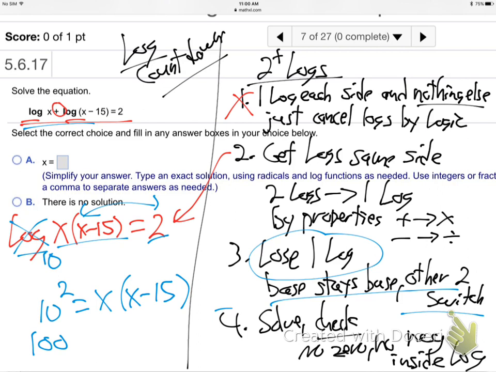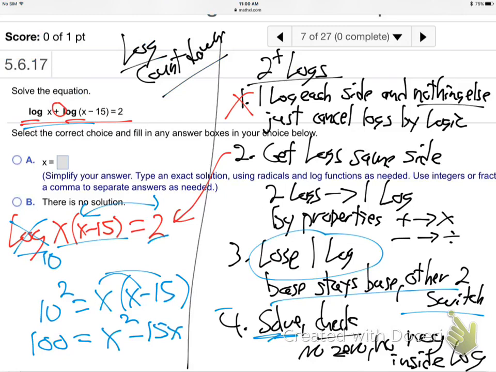Now it just says solve it. So 10 squared is 100. Distribute the x: x squared minus 15x. Did we do this one? Yes, we did it. I'll do it quick. So 100 is x squared minus 15x. It seemed awful familiar. You don't have a good memory, Mr. Harris. I don't, but it's not that bad.